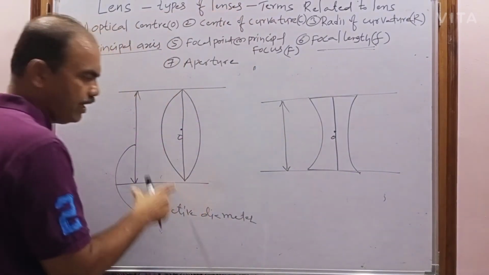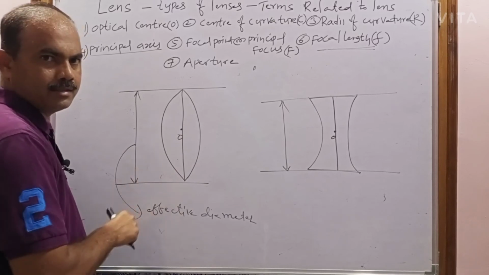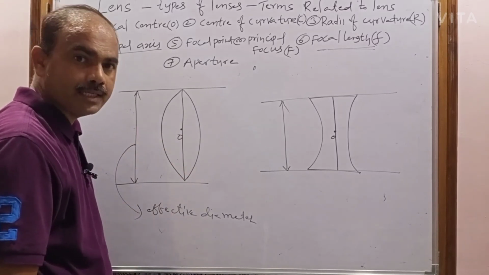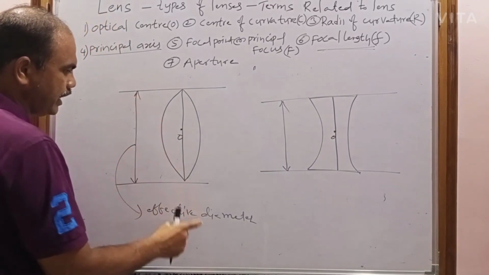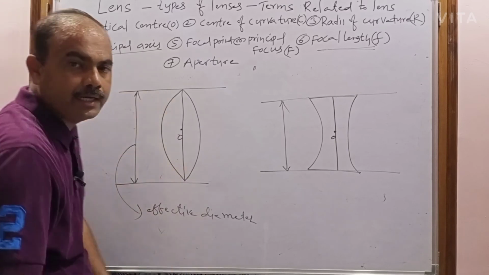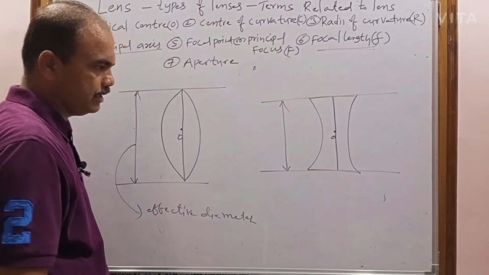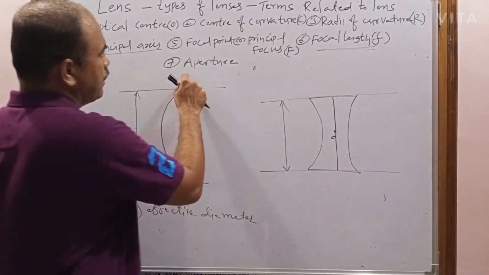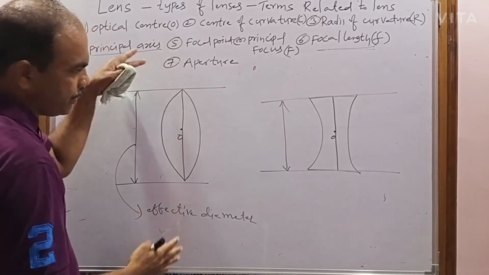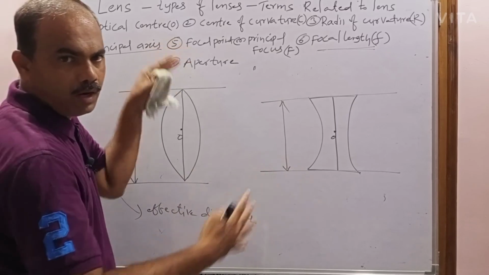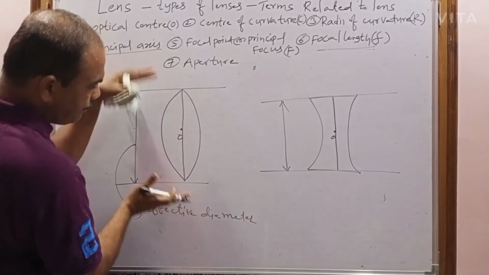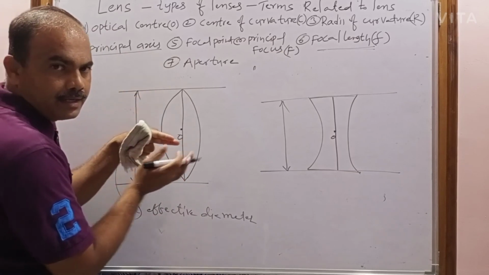The effective diameter of the lens through which the light can be refracted, that effective diameter can be called what? The aperture of the lens. More aperture, more light can be refracted. Less aperture, less light can be refracted.